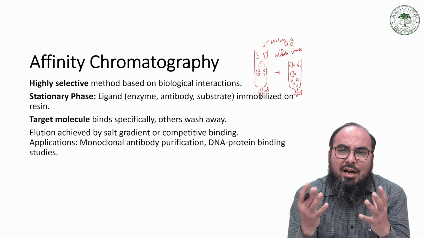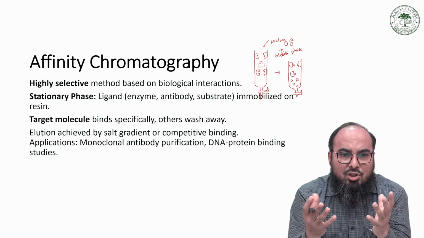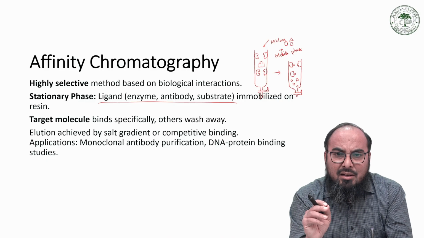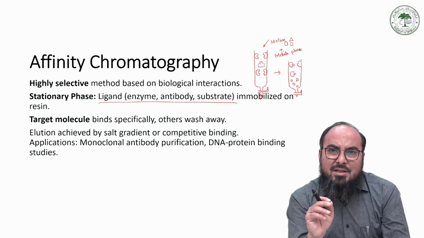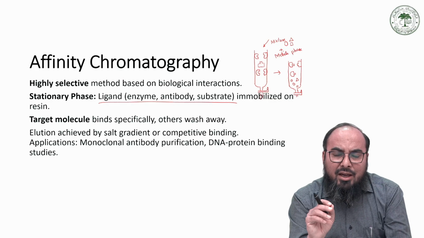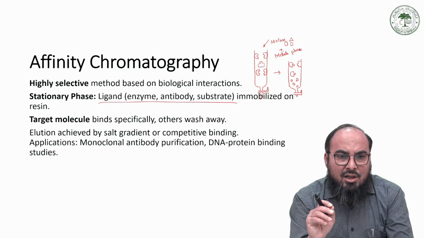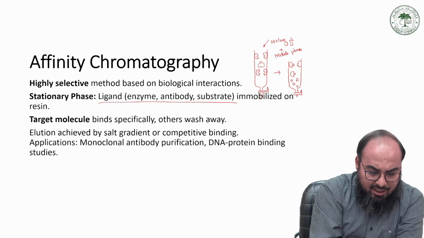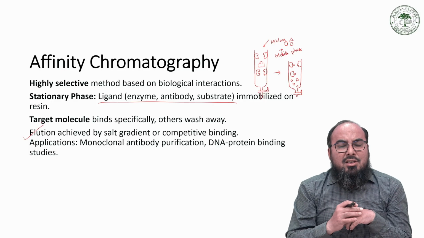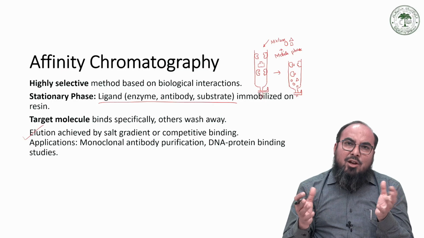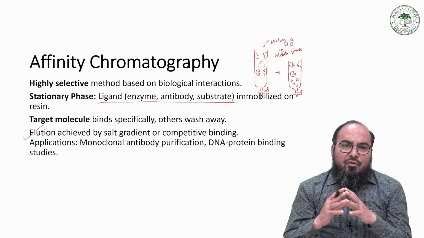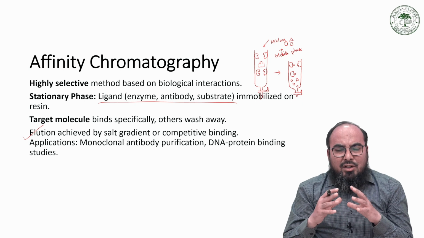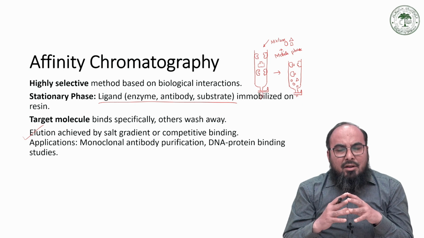Now this may also be regarded as a lock and key model. Here the ligand is immobilized on a resin, and it has a specific opening where a particular biomolecule gets trapped. So it is very specific for a specific type of separation. And here the final elution occurs by the salt gradient or by competitive binding. This type of affinity chromatography is very good for the separation of biomolecules, for DNA protein binding, etc.